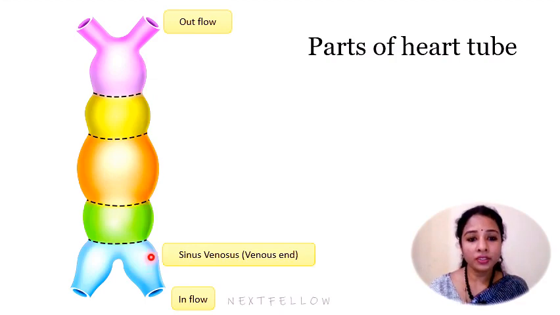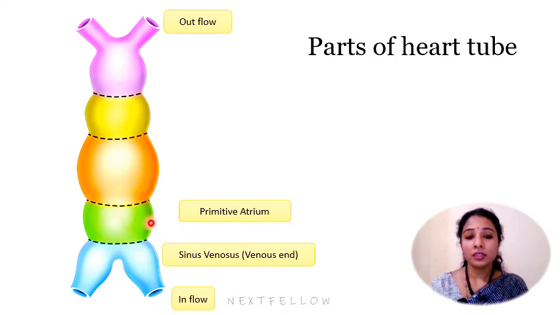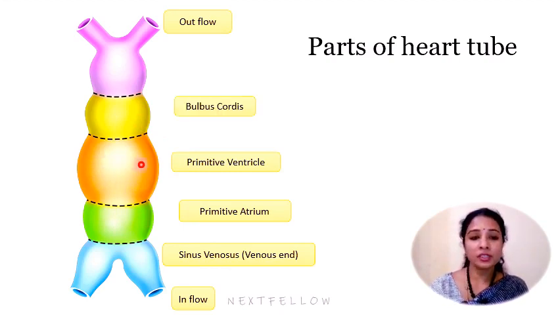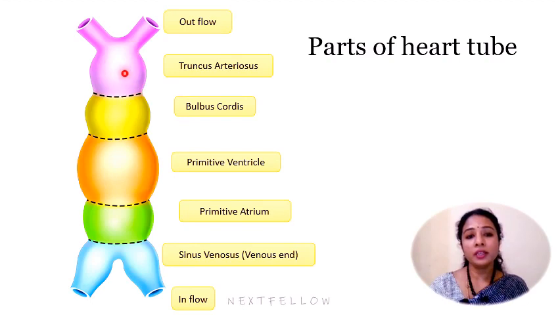So if we start from below, the lower unfused part is called the venous end, which is formed by the sinus venosus. This blue colored structure is the sinus venosus. Then the primitive atrium, formed by this green colored structure, which is the actual atrium. Then the primitive ventricle, this large orange one, forms the right and left ventricles later. And the bulbous cordis. Bulbous cordis terminally forms the truncus arteriosus. So these are the parts of the heart tube.